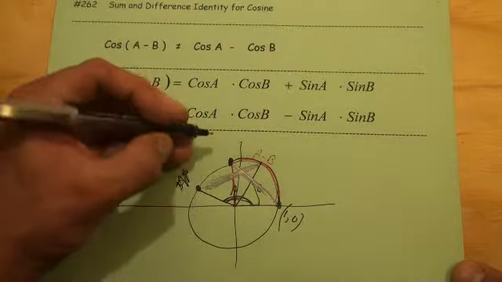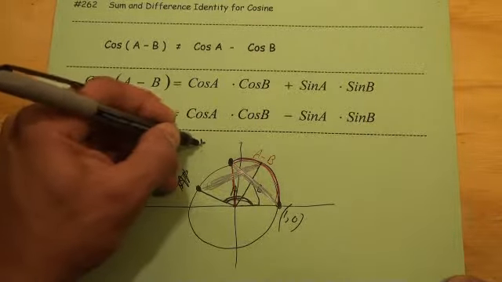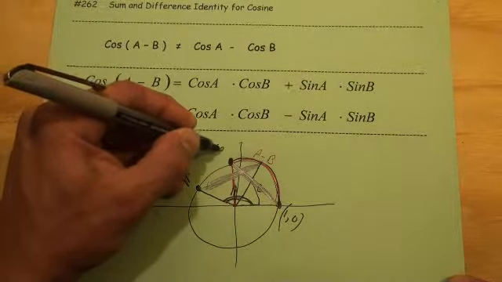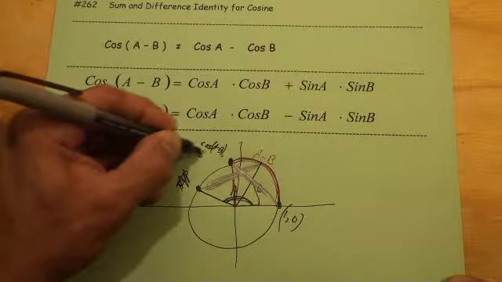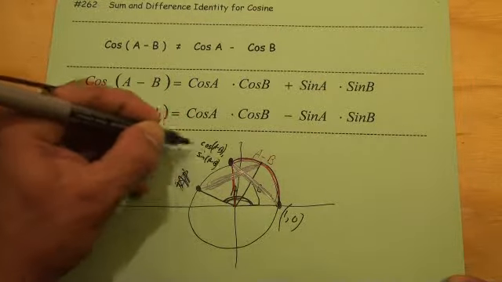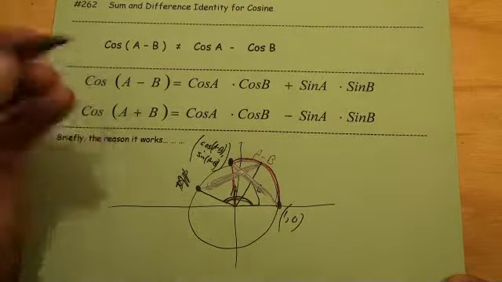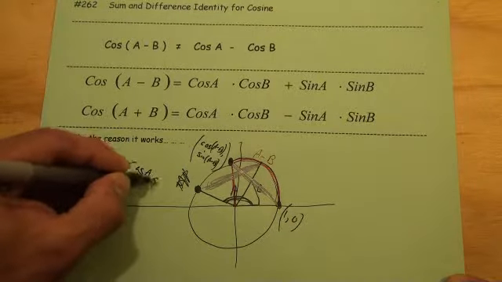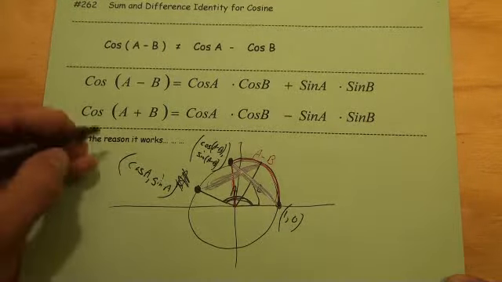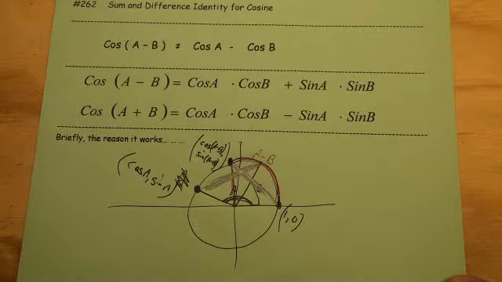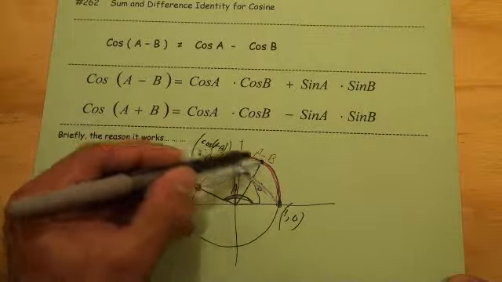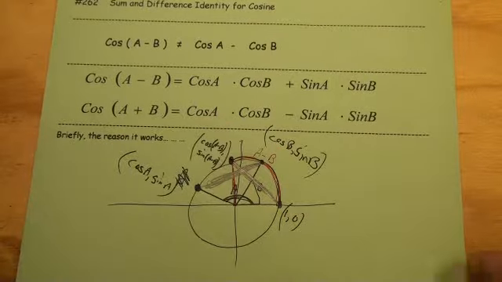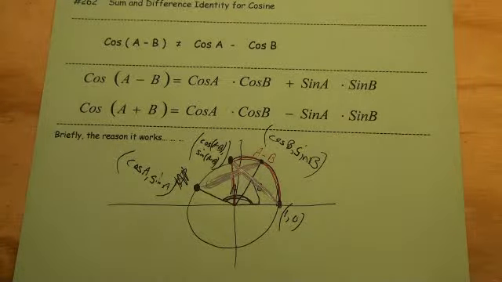Now this point here is what? You could call it cosine of A minus B, comma, sine of A minus B. This is 1, 0. This point here is cosine A, comma, sine A. That's how you'd get that. And then this point here would be cosine B, sine B. So basically what you end up doing is a distance formula.